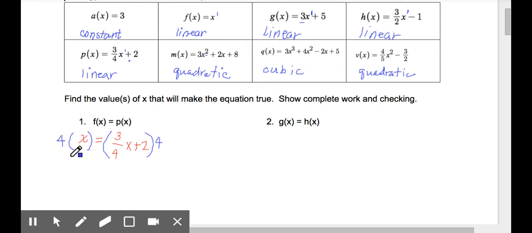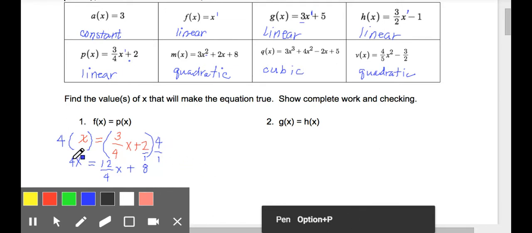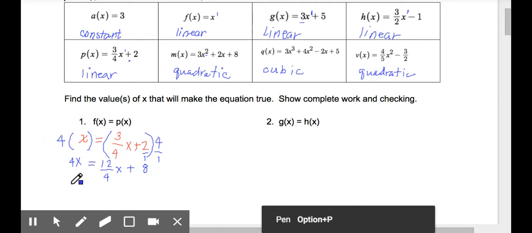So here we'll have 4x equals, now we can make this 4/1. So 4 times 3 is 12 over 1 times 4. So let me just write that down. So that's going to be 12 over 4 and then x. Plus 4 times 2 is equal to 8. We can put a 1 underneath the 2, but 8 over 1 is 8, so I'm not going to put the 1 underneath the 8. All right, then now let's simplify further.